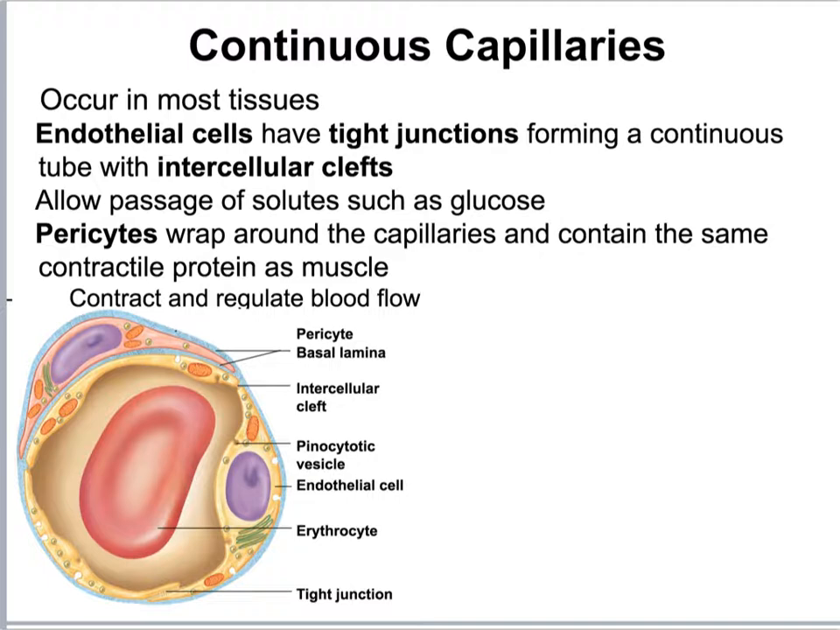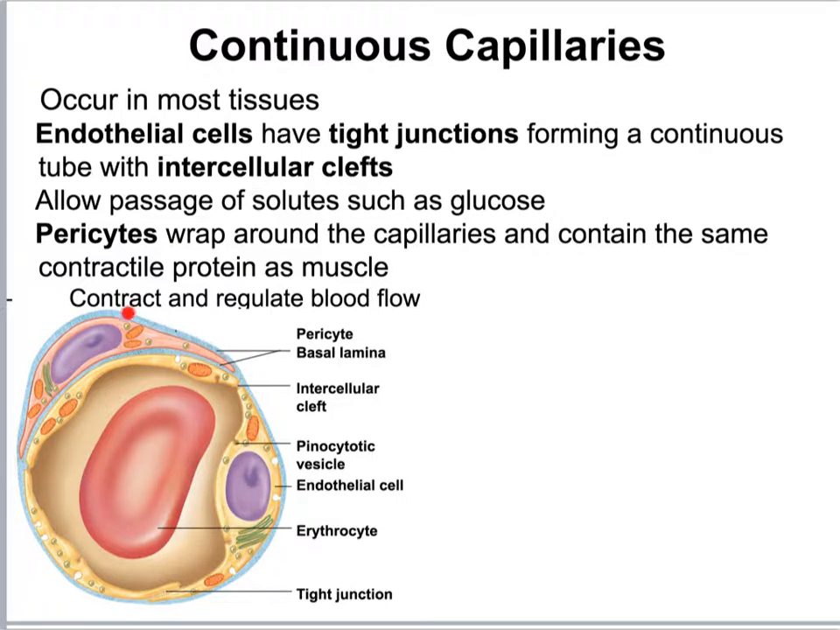Continuous capillaries are called continuous because they form a tube that goes from your arteriole to the venule. All right? It's a continuous tube. It has what are called intercellular clefts, these little areas here. And these are very, very small areas that allow small molecules like glucose and hormones and water to be exchanged under the right circumstances, but nothing bigger than that. No proteins, not even large macromolecules.